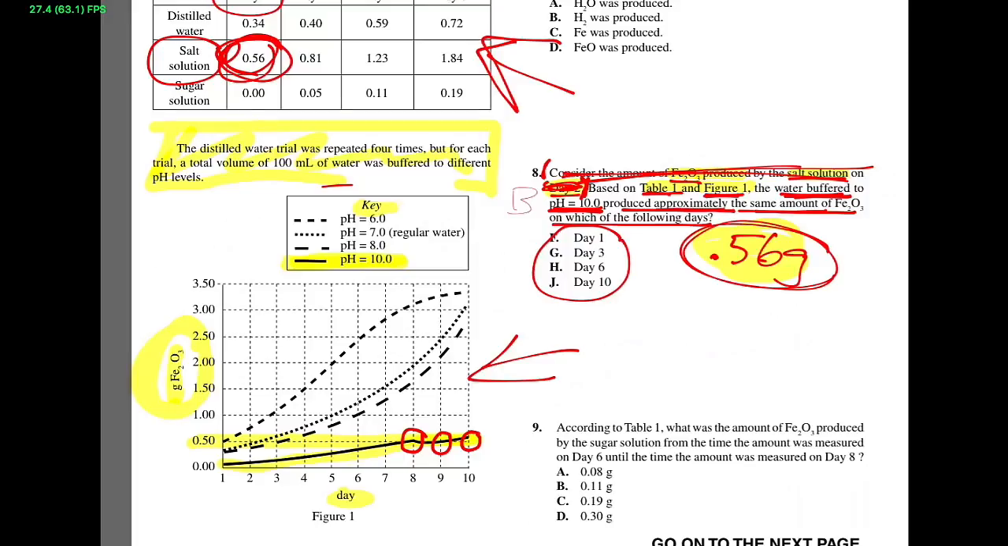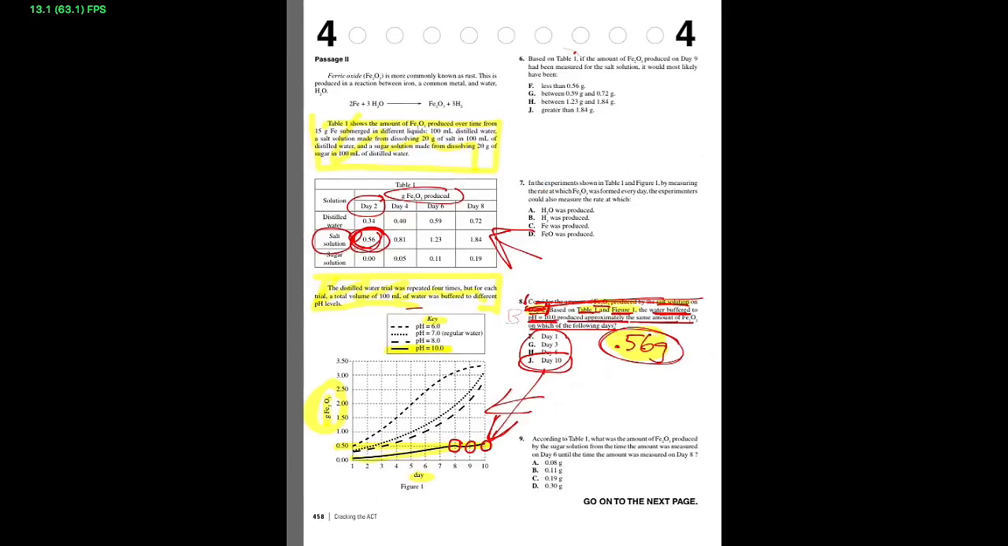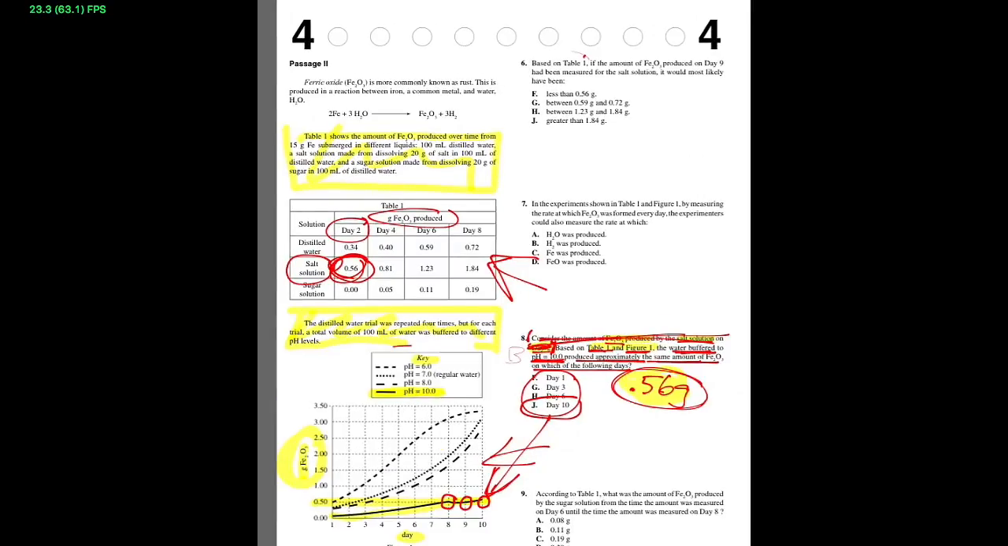So let's look at the choices. Well, the only one that's there is day 10. That's the only one that fits the bill. So we don't have to look any further to see, is it day 8, day 9, or day 10? The only one that makes sense is day 10. And believe it or not, we are done with that passage.